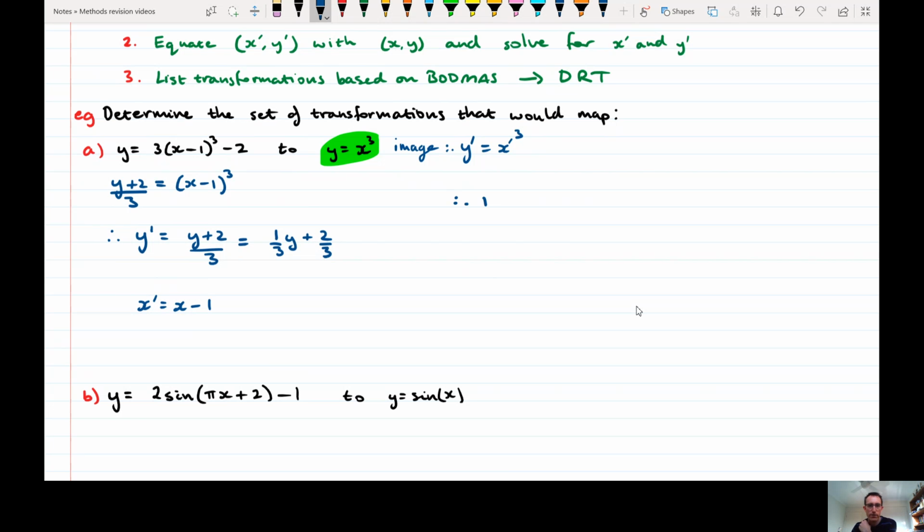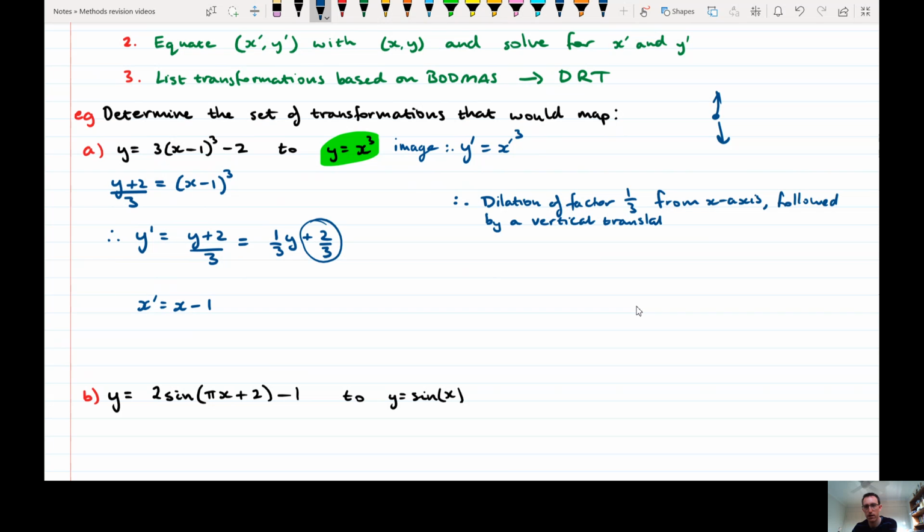we are using dilations first. We have a dilation of factor 1/3. That's clear there. And that is from the x-axis because it's multiplying the y value. Remember, multiplying the y value moves it up or down depending on how big you're multiplying it by. And that's followed by, so you've done that first, followed by a vertical translation of 2/3 up.